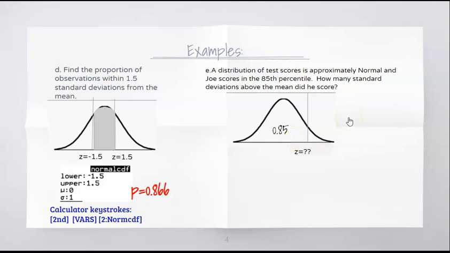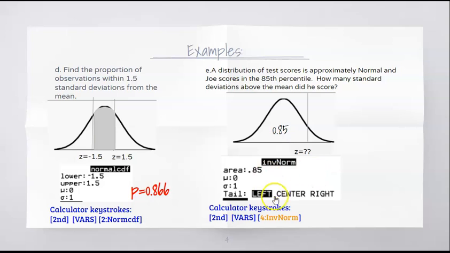Well, you have to do this a little differently. You're going to use a feature in your calculator. It's in the same menu, second bars, and you're going to do inverse norm. In that menu, they ask you what's the area under the curve you're looking for. Well, it's 0.85. And since I'm looking for the z-score, mu is still 0, sigma is still 1.